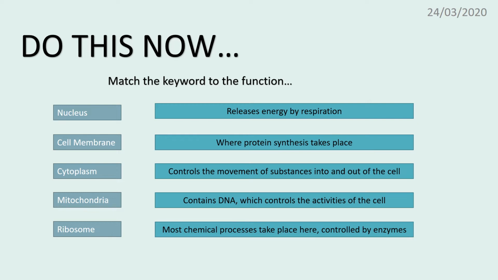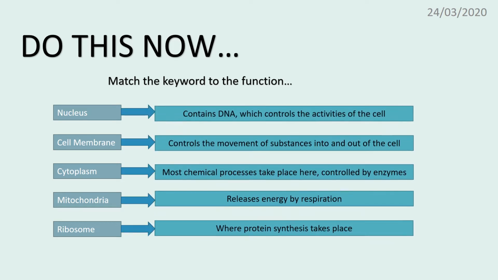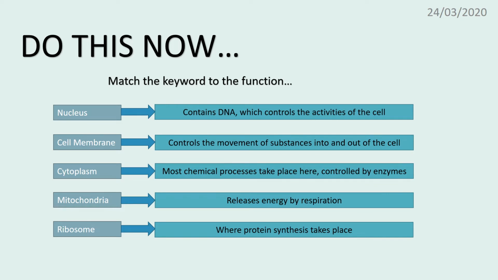Okay, welcome back. Hopefully you have had a go at matching up the structure to its function, and hopefully we've got something that looks like this. Yes, the nucleus contains DNA, or the genetic information. It controls the activities of the cell. Cell membrane is what controls what goes in and out of the cell. The cytoplasm is that jelly-like substance where chemical reactions take place. The mitochondria is where respiration takes place, which releases energy. And the ribosomes is where protein synthesis takes place.